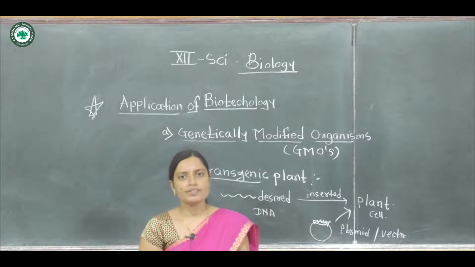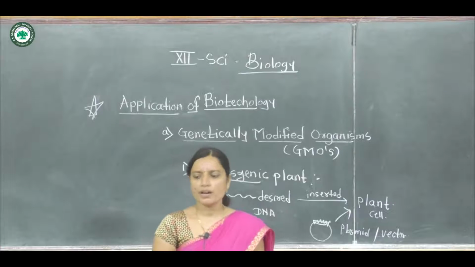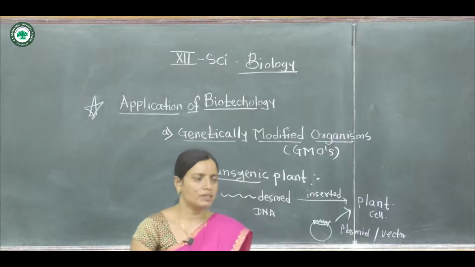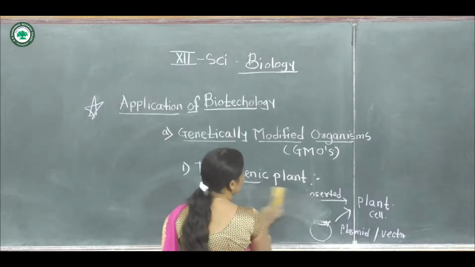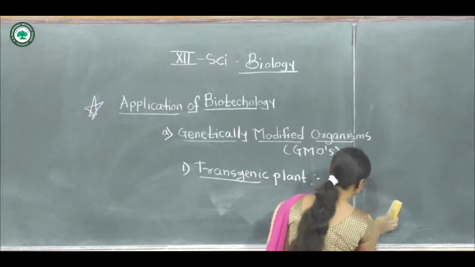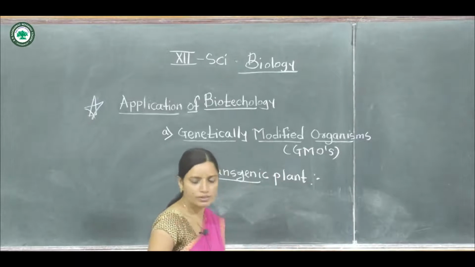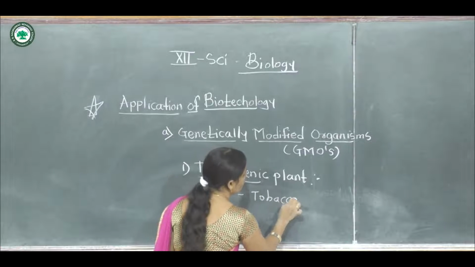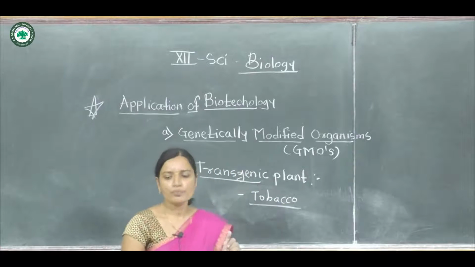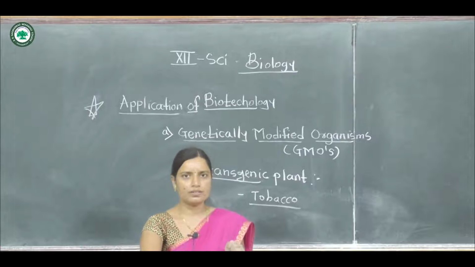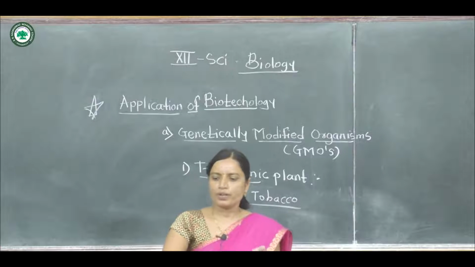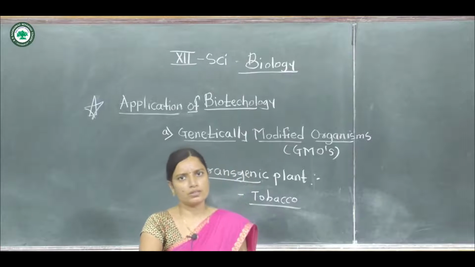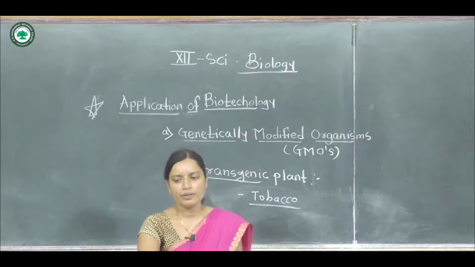The first transgenic plant produced was tobacco. This tobacco plant is the first transgenic plant, and now more than 60 transgenic plants, or genetically modified plants, have also been produced through this method.